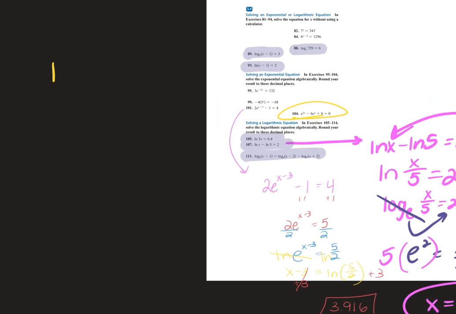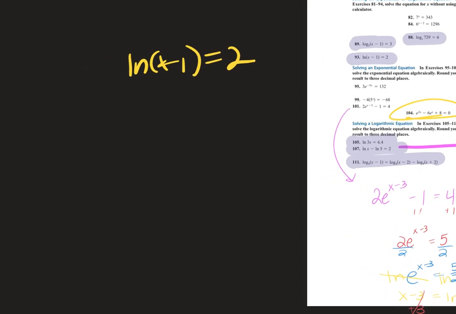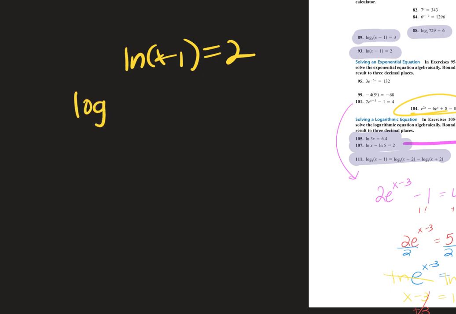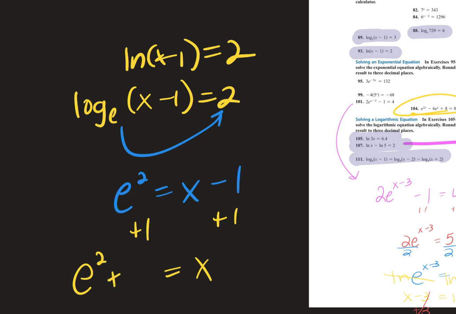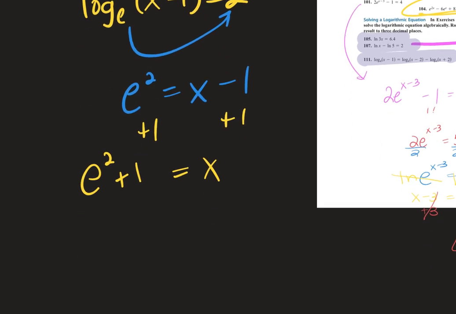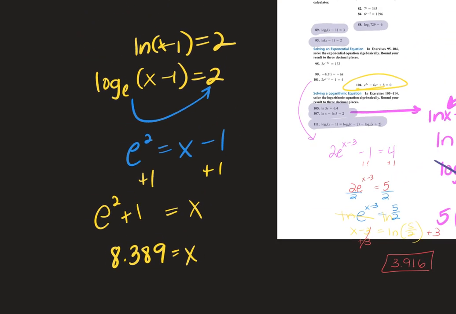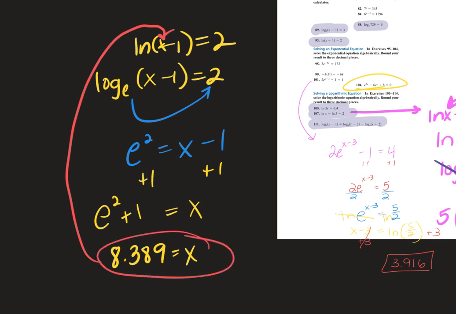Okay. 93 says ln of x minus 1 equals 2. So there's only one ln. I have to convert this to exponential. I rewrite ln as log base e of x minus 1 equals 2. And then the e picks up the 2. e to the second equals x minus 1. And then I add the 1, and x equals e to the second plus 1. e to the second is 7.389. Add the 1 and it's 8.389. And then it started with ln, which is a log, so we have to check. If I plug that back in, 8.389 minus 1 is going to be bigger than 0. So I get to keep that answer.